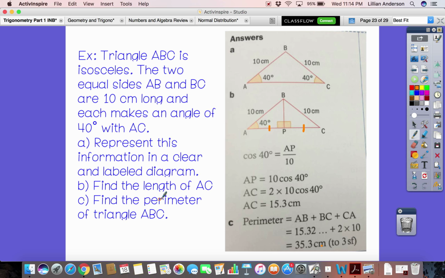Now part C asks you to find the perimeter of the triangle ABC. At that point, we already know what AC is, which was about 15.3. It should still be sitting on our calculator. So we take that amount, hence the dot, dot, dot, the non-rounded answer, and then we add the 2 tens, which basically make 20. And then from there we round our final answer, which is 35.3 centimeters.